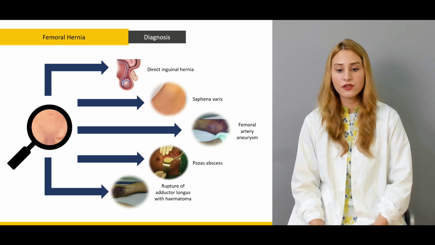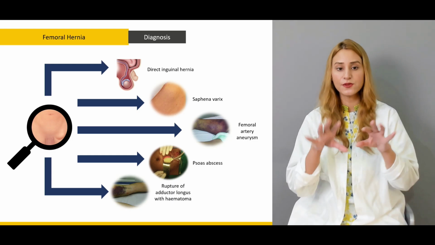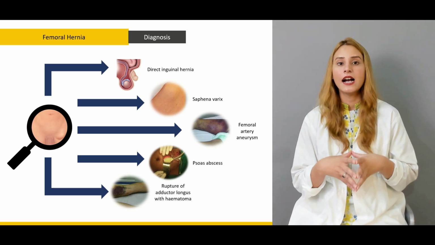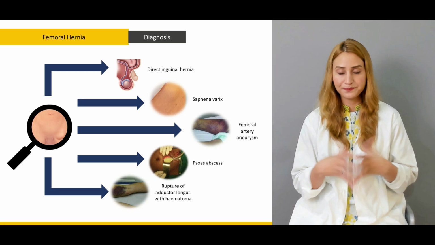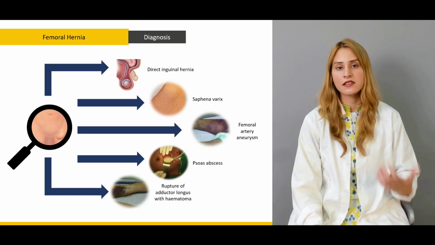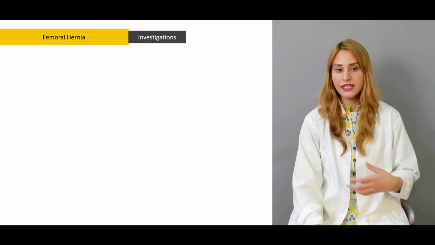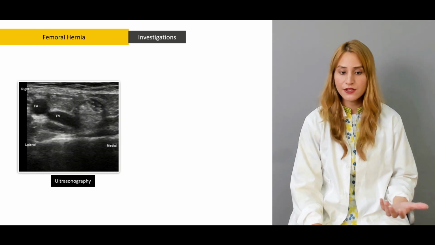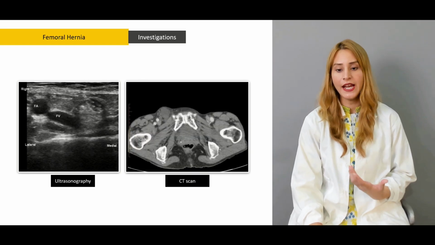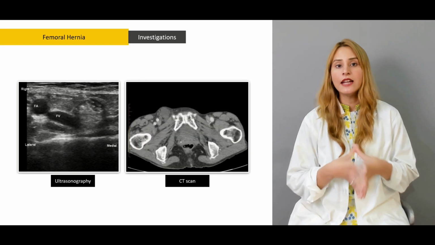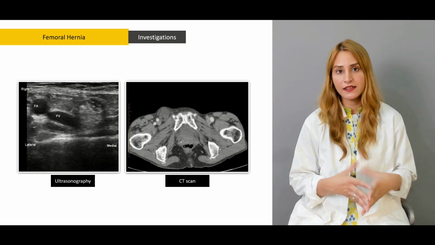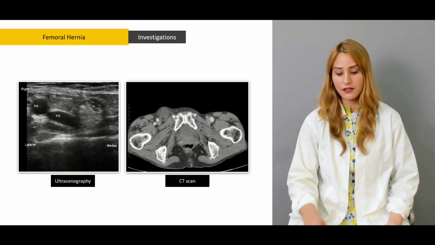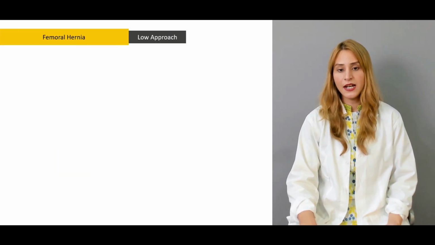And there can be a rupture of the adductor longus muscle with a hematoma. So these are the differentials that should come into your mind when you're examining a patient with femoral and inguinal swelling. So this was about the diagnosis. Let's talk about the investigation. As I have already told you, we go for ultrasonography and CT scan, because you can differentiate between a metastatic lymph node or saphenous varix, or the hernia and the hernial contents as well. So this was about the investigation.